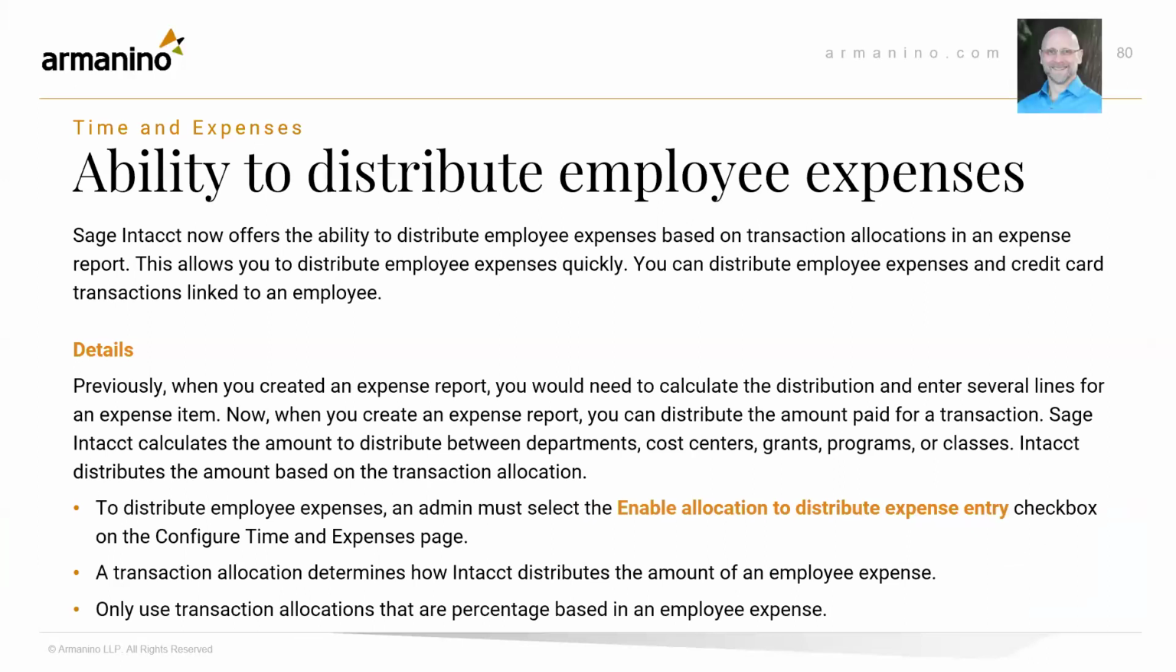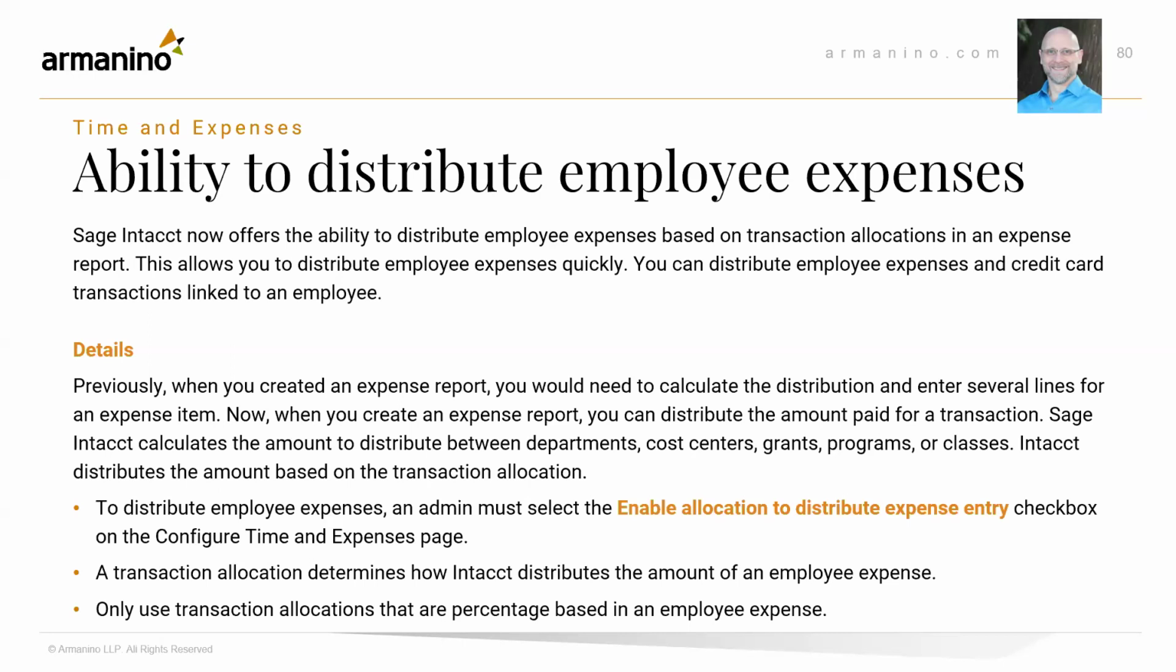Time and expenses, ability to distribute employee expenses. So Sage Intacct now offers the ability to distribute employee expenses based on transaction allocations in an expense report. That's actually very cool. This allows you to distribute employee expenses quickly. You can distribute employee expenses and credit card transactions linked to an employee. Previously, when you created an expense report, you would need to calculate the distribution and enter several lines for an expense item. Now, when you create an expense report, you can distribute the amount paid for a transaction. Sage Intacct calculates the amount to distribute between departments, cost centers, grants, programs, or classes. Intacct distributes the amount based on the transaction allocation.